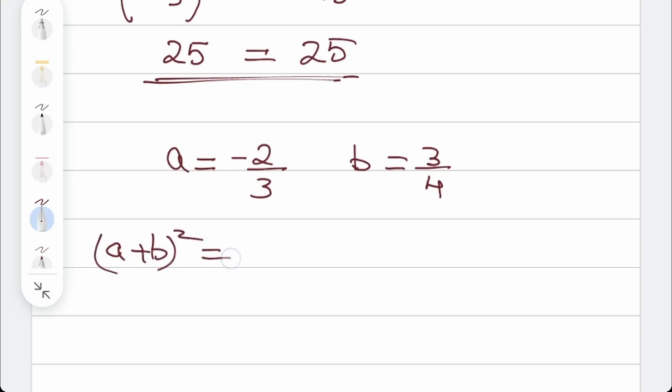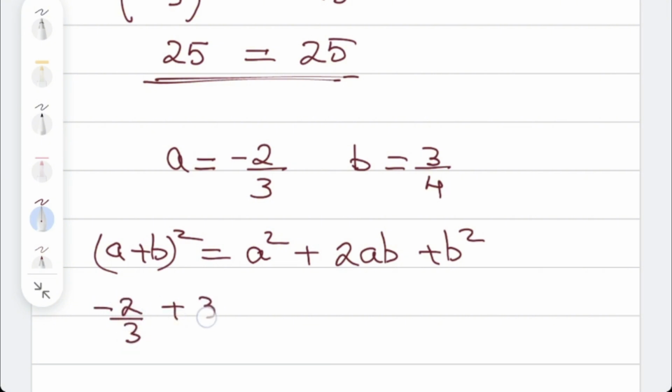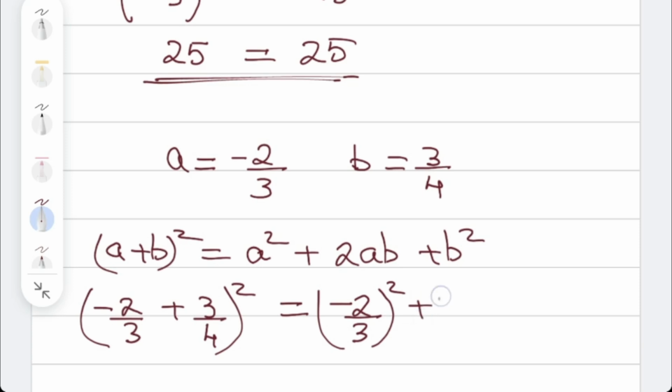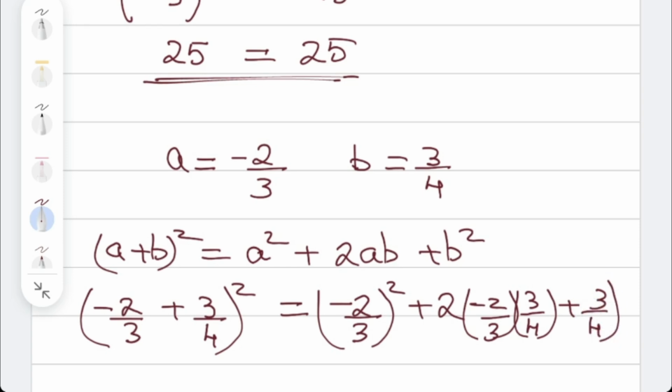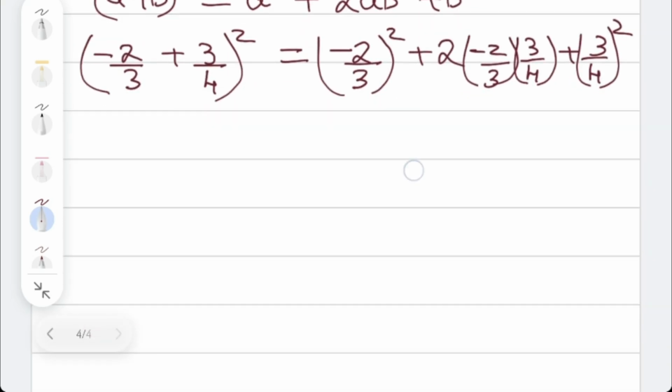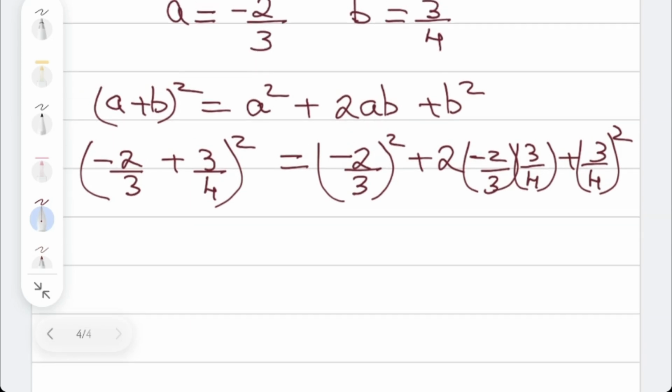A plus b whole square is equal to a square plus 2ab plus b square. So now we write minus 2 by 3 plus 3 by 4. We do the whole square of this, and here again in place of a we write minus 2 by 3 whole square plus 2 into minus 2 by 3, and then b is 3 by 4, and then we have 3 by 4 whole square. Now let us do the left hand side and the right hand side for these two numbers.